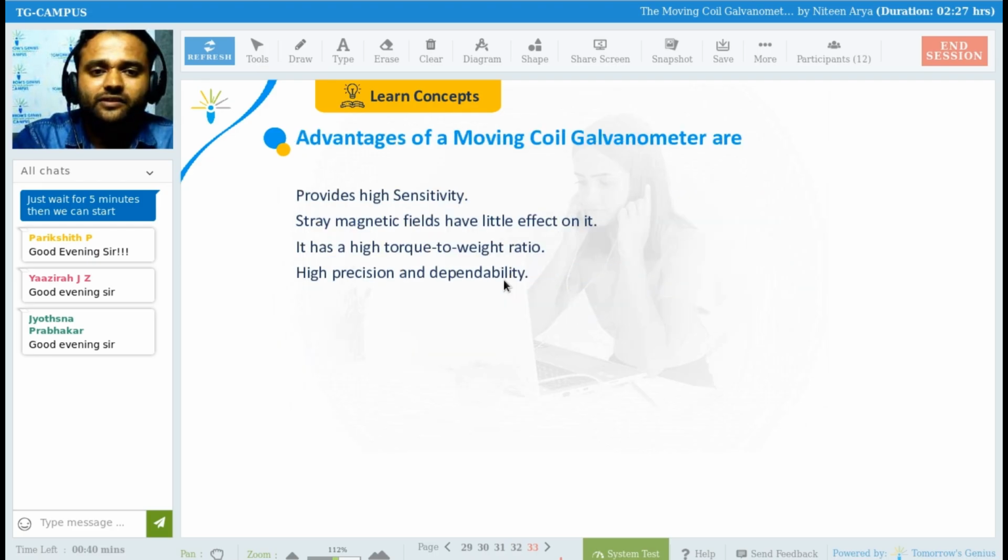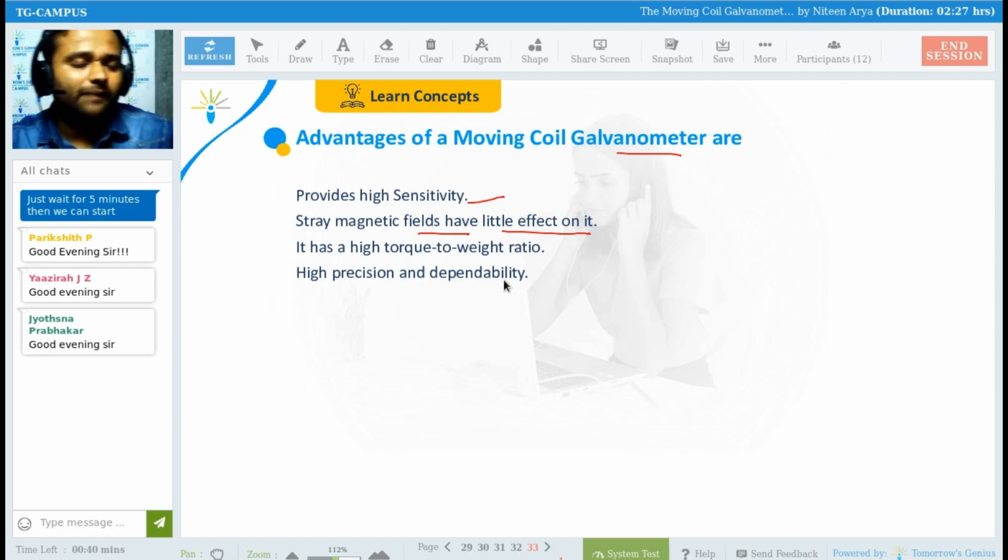And these are the applications. The advantages of a moving coil galvanometer are that it provides high sensitivity. Stray magnetic fields have little effect on it. With the help of a very minute magnetic field you can find the current also. It has a high torque to weight ratio, high precision and dependability.